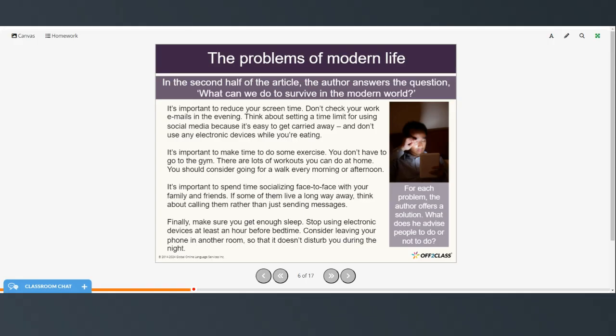For each problem, the author offers a solution, and what does he advise people not to do? So he says, don't check your work emails in the evening. Don't use any electronic devices while you're eating.